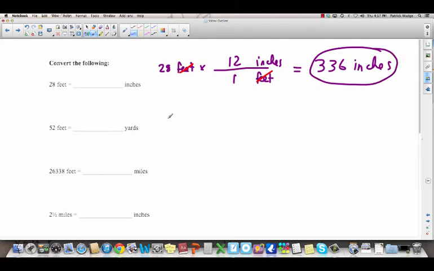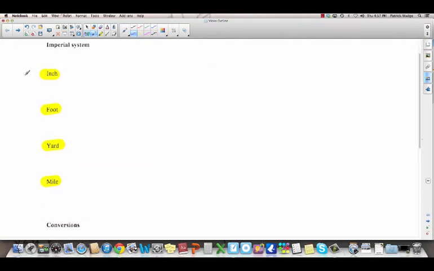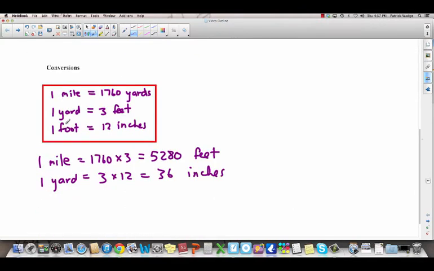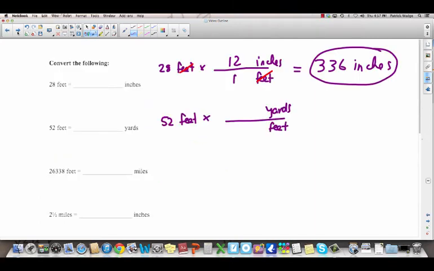52 feet, we're going to switch it into yards. So 52 feet times feet on the bottom. We want to switch it to yards, so that goes on the top. Do you remember how many feet are in a yard? If you don't, take a look here. 1 yard is 3 feet. So 1 yard, the 1 goes on top this time, 3 feet. Remember, the 1 isn't always on the bottom. When the 1's on the top, what do we end up doing? We end up going 52 times 1 and then dividing by 3.